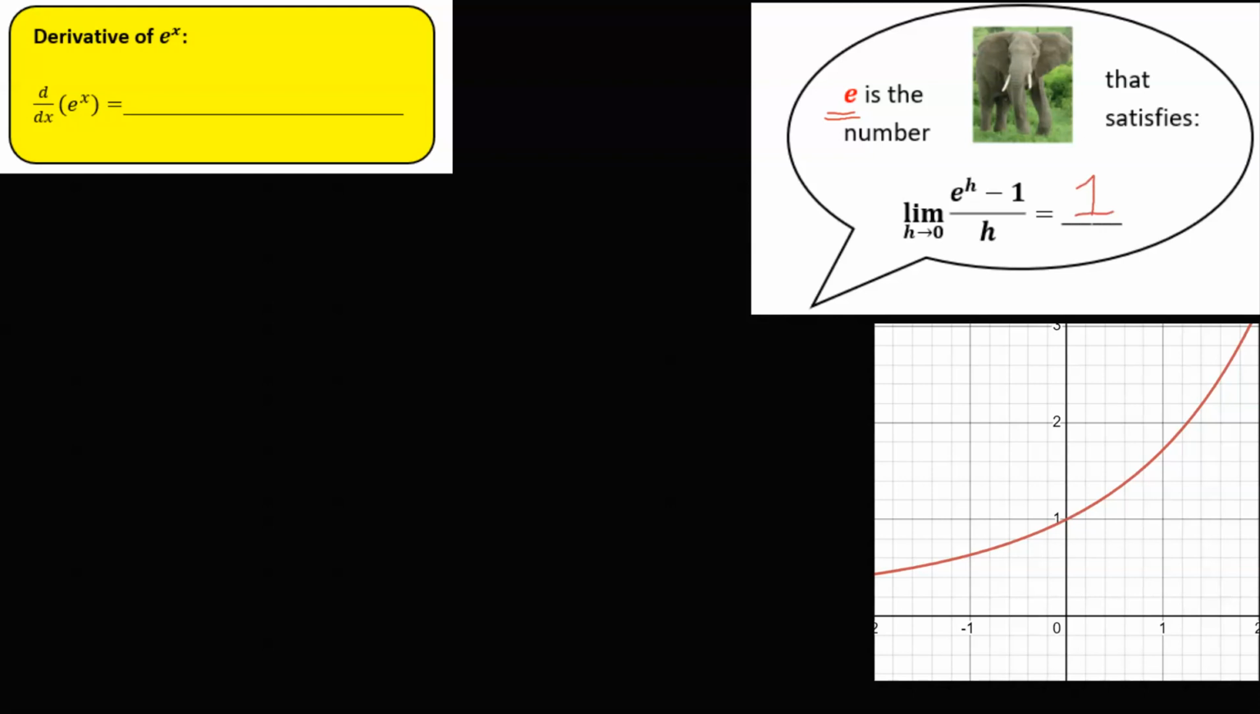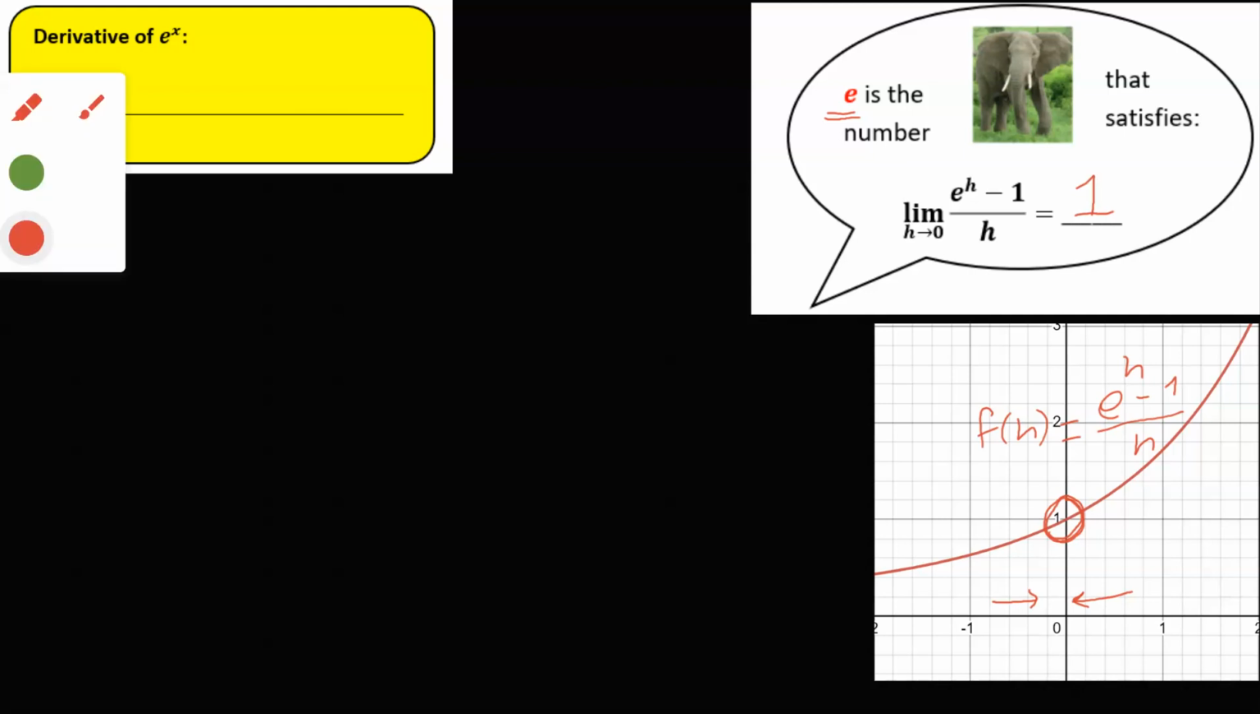And to illustrate that, here is the function. So here's the function e to the h minus 1 over h. If we are looking at this function right here, we can see that when h is approaching 0, the function value is approaching 1. Okay, so what is e? E is the number so that this limit will equal 1.